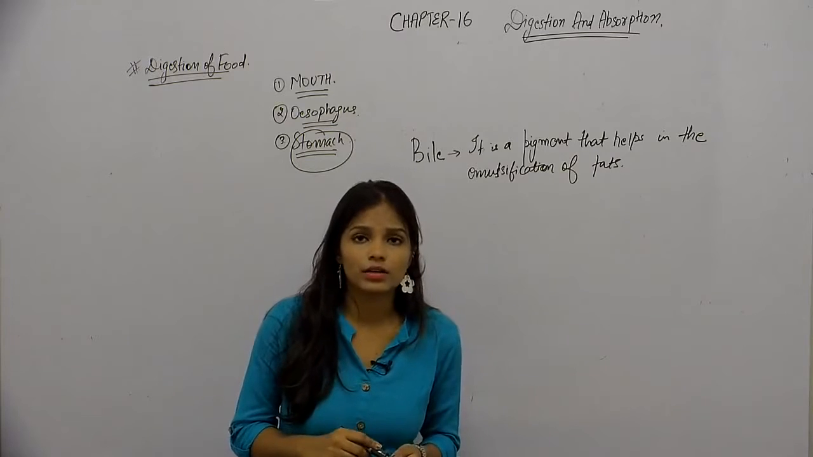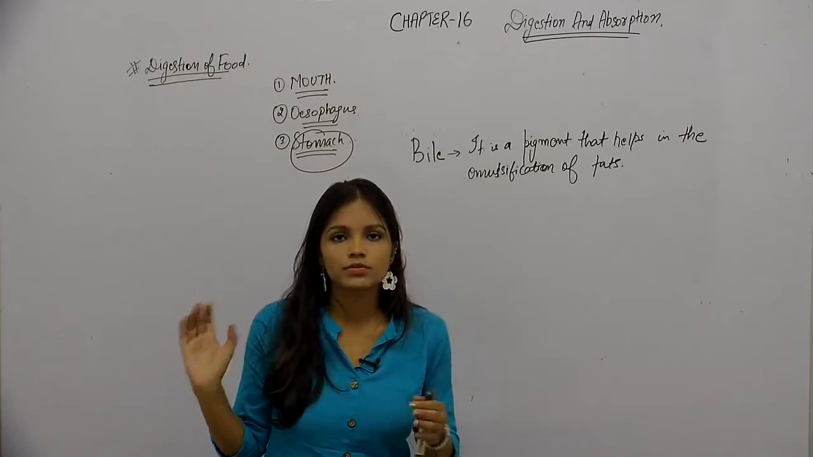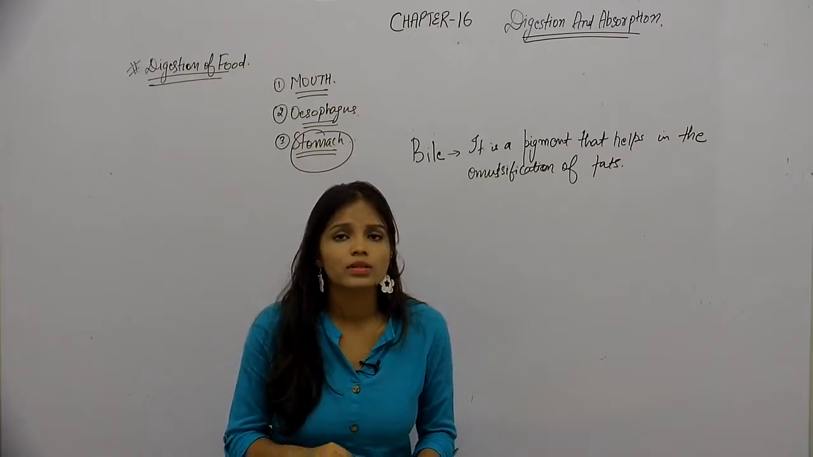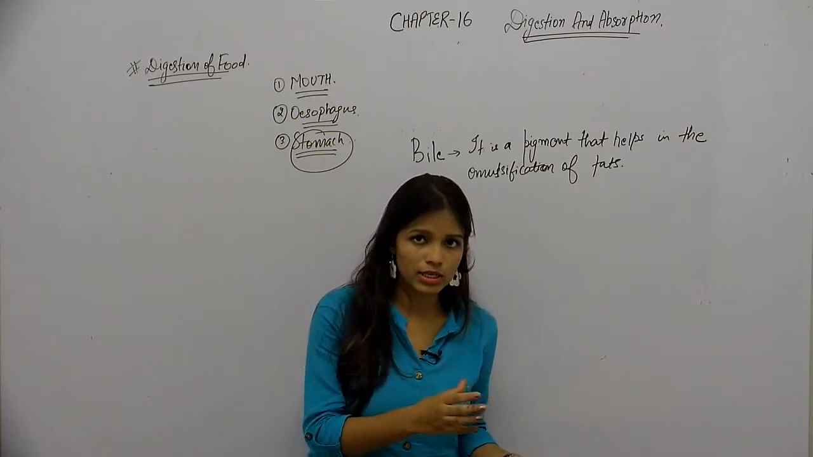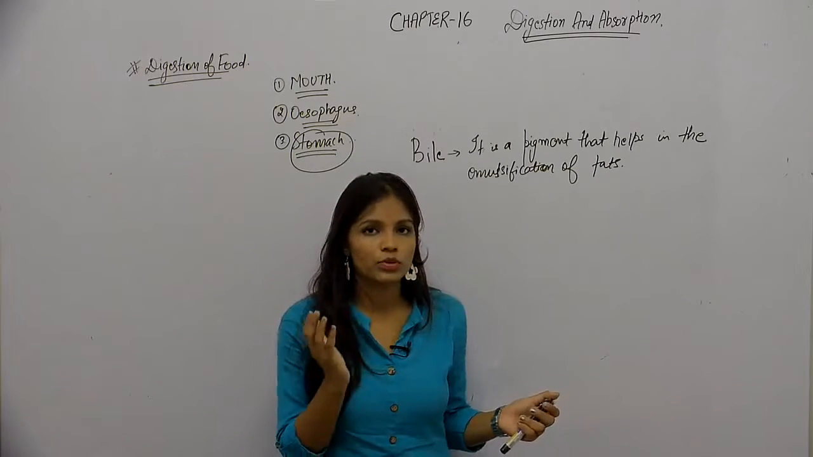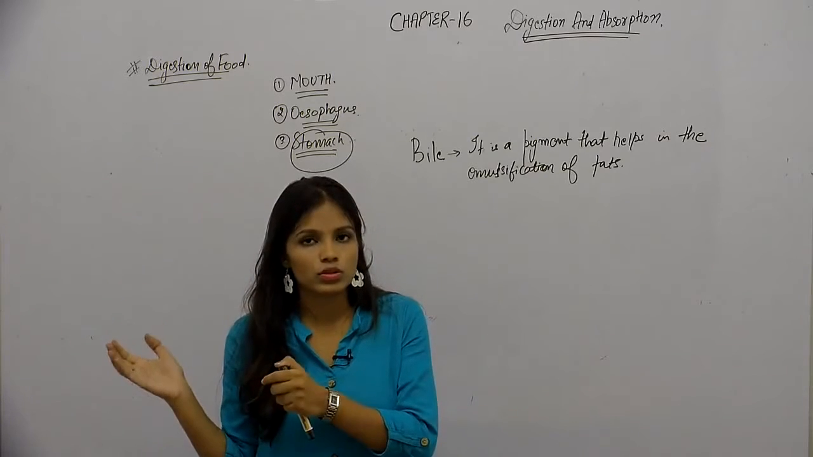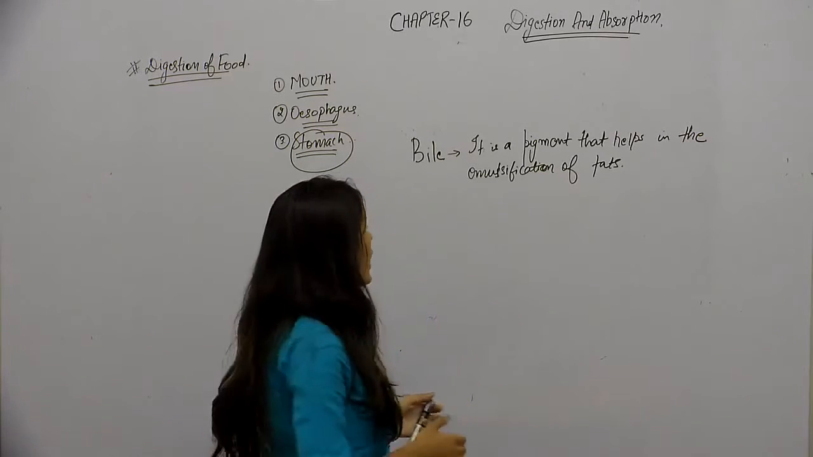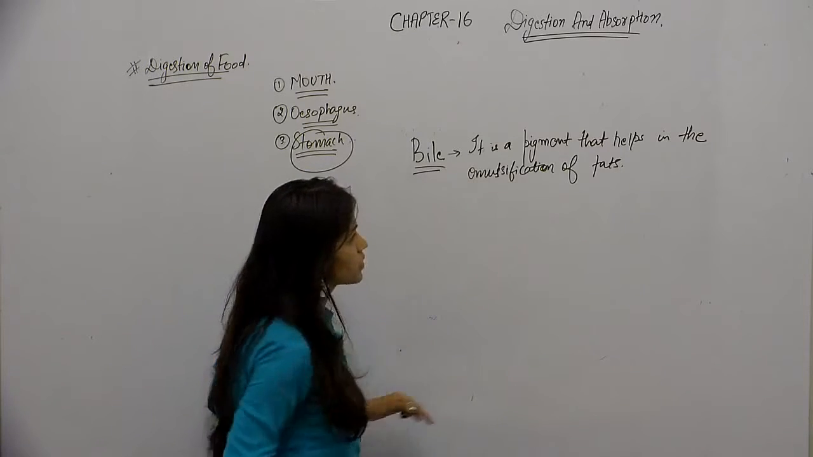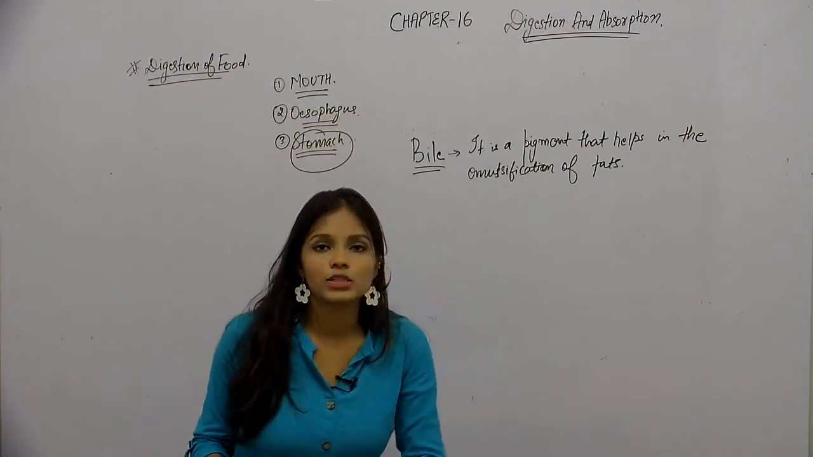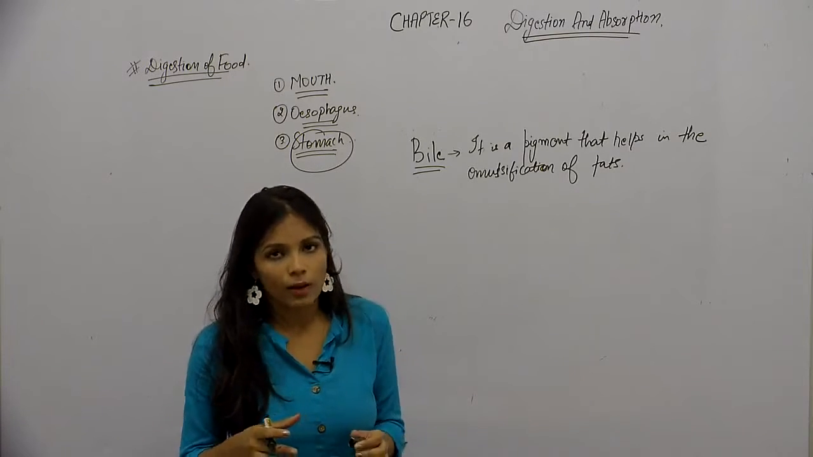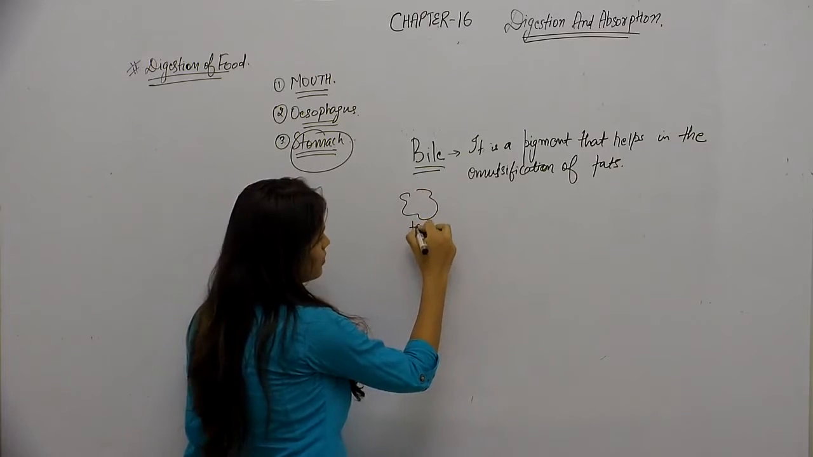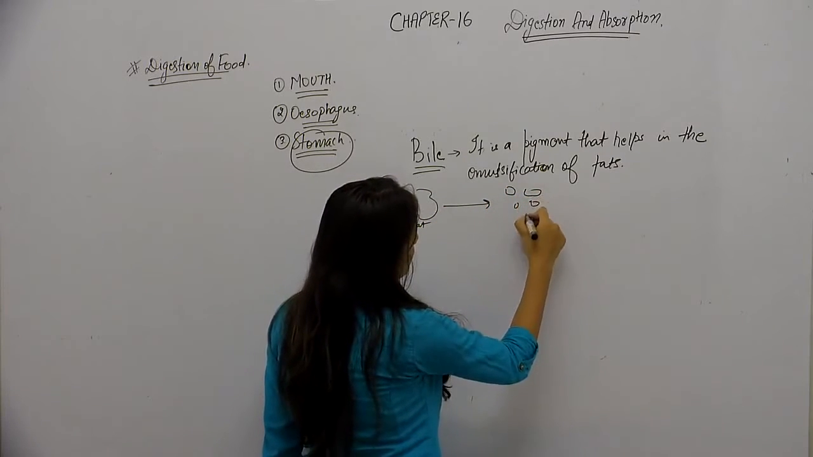Now we all know that there are certain different enzymes that act upon only specific things. For example, there are only specified enzymes that act upon the carbohydrates. There are only special types of nucleases that act upon the nucleic acid. Some enzymes act only upon the protein. And then there is bile, which is related to the emulsification of fats. Emulsification of fats means fat is basically present in big, large globules. So what does bile do? Bile breaks down this fat into small pieces.